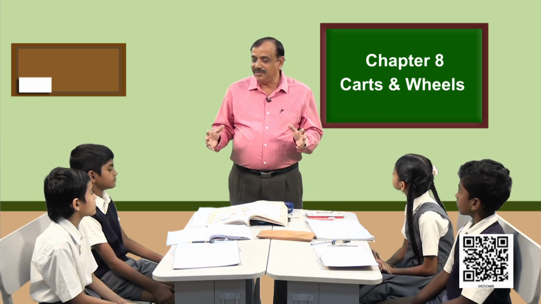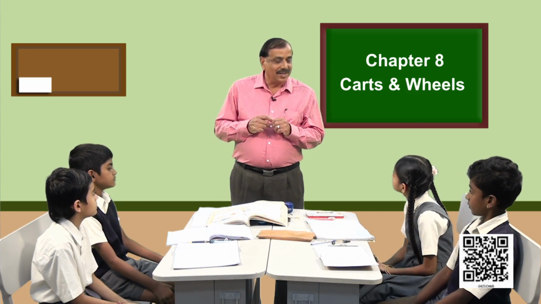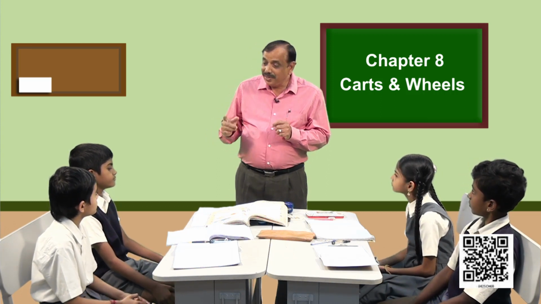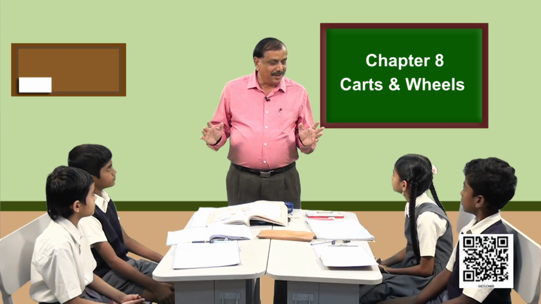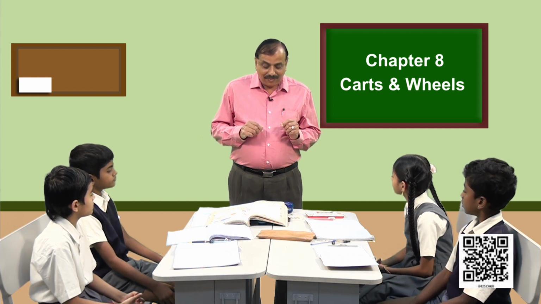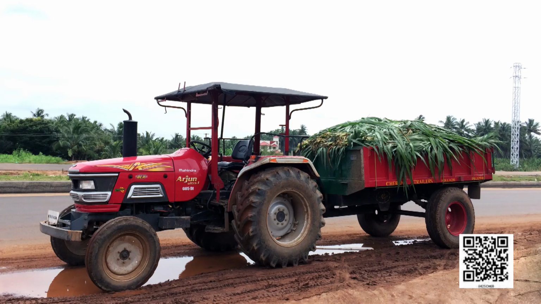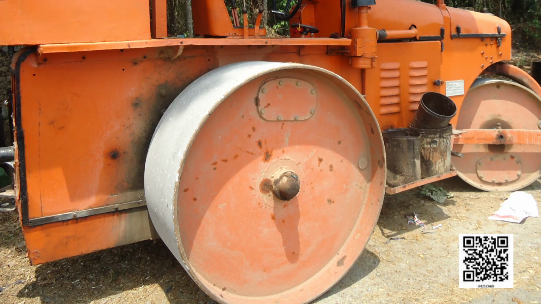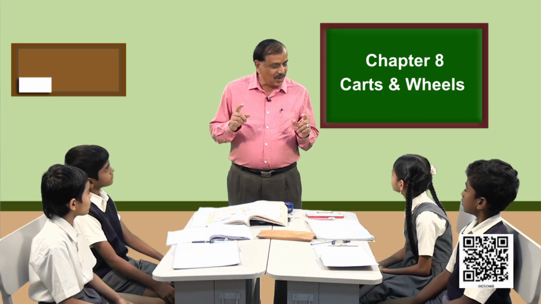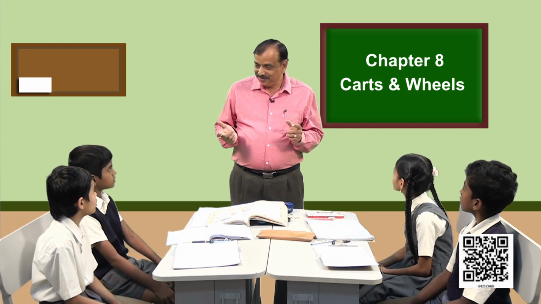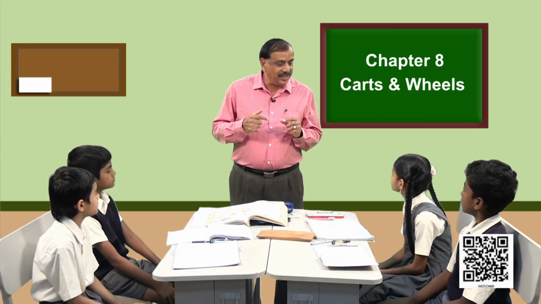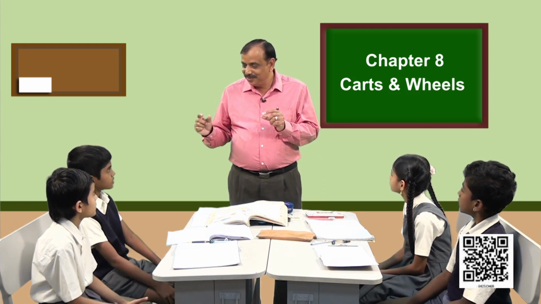Okay? Now, let us test how much you have understood regarding circles and their radius by this particular activity. Are all the wheels of a bullock cart and all the wheels of a bicycle the same? No, sir. They are not the same. Have you seen a tractor or a road roller? Yes. Which wheel is bigger? Road roller. The road roller's wheel is bigger compared to the tractor.